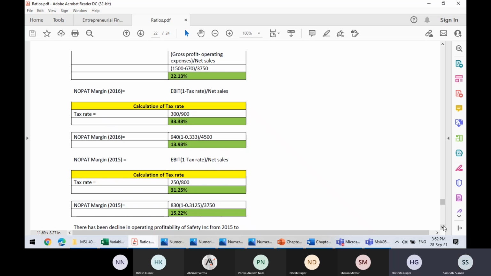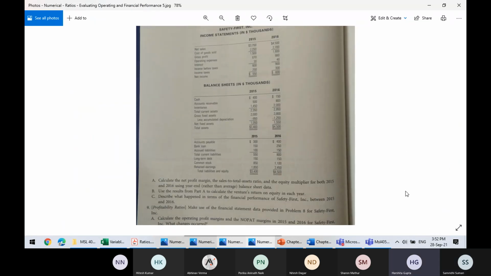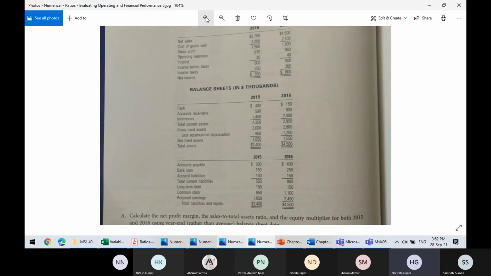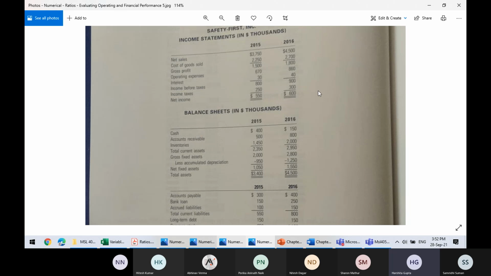Ma'am, can you just go back to the information that is given to us? Okay, so now see, where is the tax? Come to the income statement. You can see the tax amount, that is 250 for 2015 and 300 for 2016. Is it visible? Yes, ma'am, it's visible. Okay, so you just need to divide 300 by 900 and you'll get the tax rate. Since 2016 is the current year, we'll use that tax rate and not that of the 2015 one.